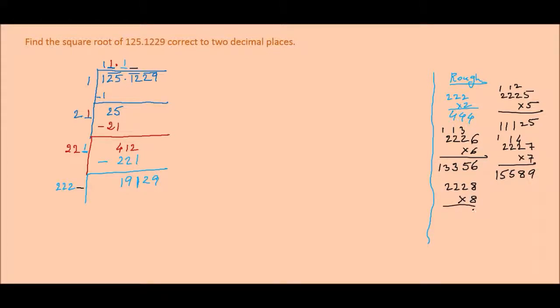8 times 8 is 64. 8 times 2 is 16 plus 6 is 22. 8 times 2 is 16 plus 2 is 18. And 8 times 2 is 16 plus 1, 17. Lesser than the dividend. Let us try 9.